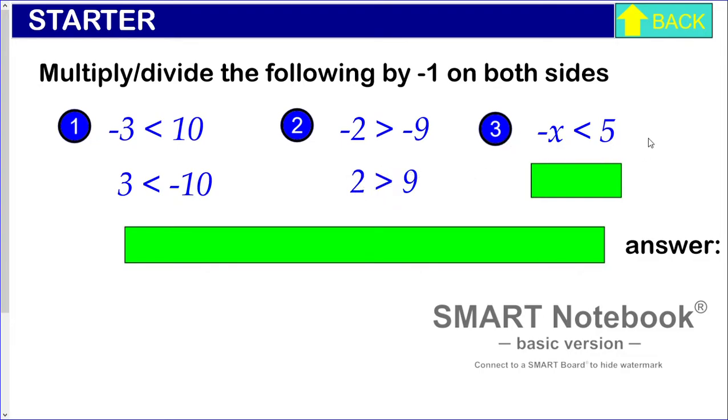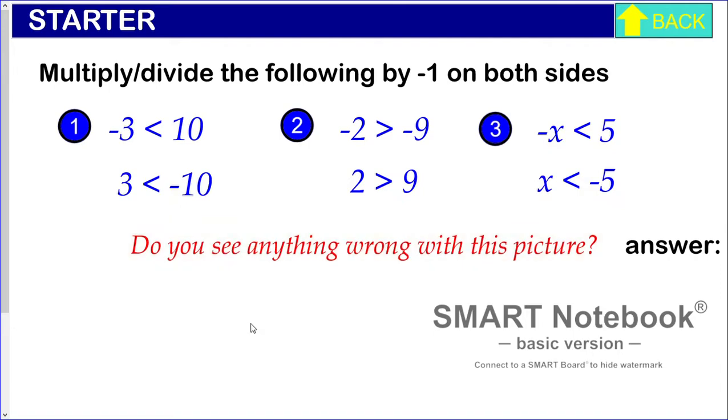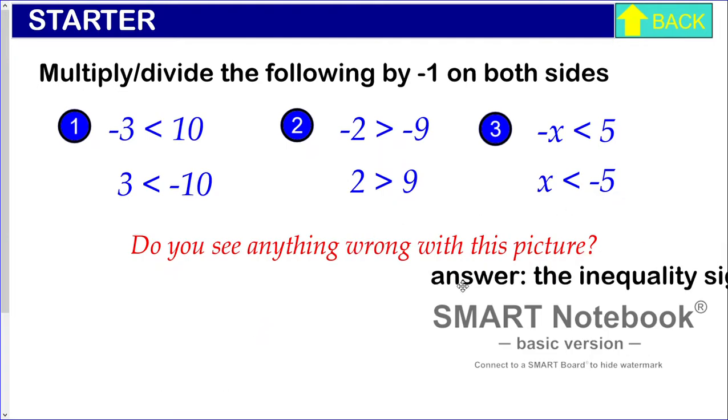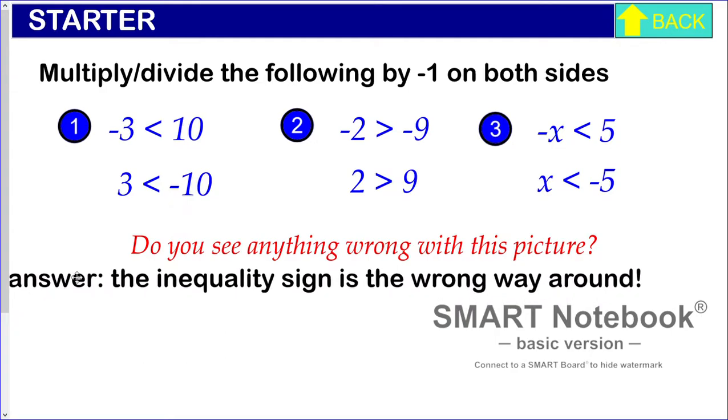Lastly, let's do number 3. Minus x times -1 is simply x, and -5 times -1 is -5. X is less than -5. Look at these very carefully and ask yourself the question, do you see anything wrong with this picture? Let's see what the answer is. The inequality sign is the wrong way around.